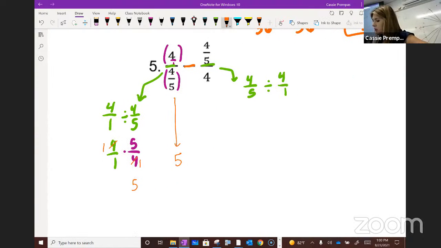Now, this piece over here, we just practiced this. You try it on your own. See if you can simplify 4/5 divided by 4 over 1.